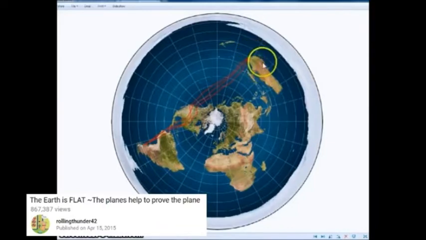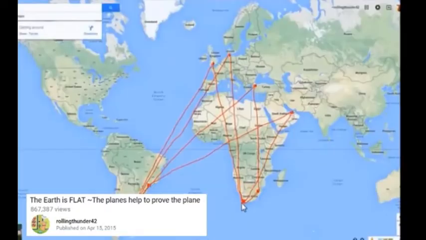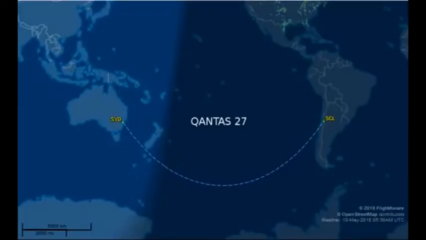This is very similar to the emergency landing claim and has some of the same problems. Notice how they always show the flights on a rectangular projection map rather than using a correct 3D map. But also, they are cherry-picking multi-stop flights when direct flights do exist across the southern continents, like this regularly scheduled flight from Sydney, Australia to Santiago, Chile, Qantas 27.